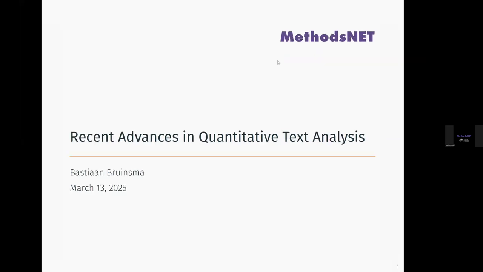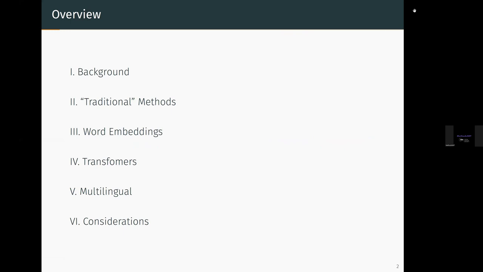So let me give an idea of what we're going to do. I first want to talk a little bit about the background. So what's the idea of text analysis? What do you need to know? Then I will tell you a little bit about what I will call traditional methods. And traditional in this way that if you follow a course on text analysis until say like 4 years ago, this is what they would teach you. And then I will talk a little bit about word embeddings, transformers, multilingual solutions, and I will talk a little bit about considerations. And these 3, 4, 5, and 6 are elements that are very new, they're advanced, and they're currently being developed.